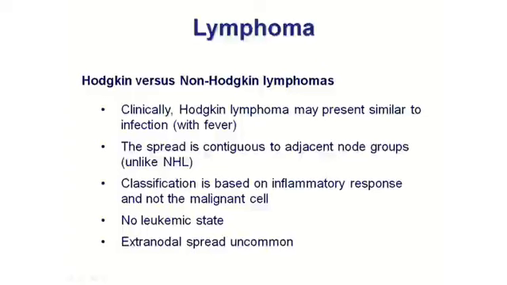Now, for our Hodgkin's versus non-Hodgkin's lymphomas, we talk about a Hodgkin lymphoma. It may present similar to infection, like with fever, okay? The spread is going to be contiguous to adjacent lymph nodes, which means that it kind of goes in order, like starting in the mediastinum or thorax and kind of spreads down in order, as opposed to your non-Hodgkin lymphoma. It can kind of bounce around and jump around in different organs and lymph nodes in the body, okay?